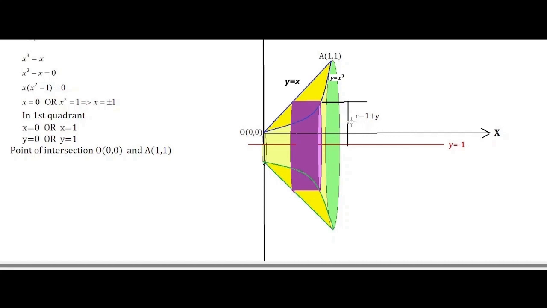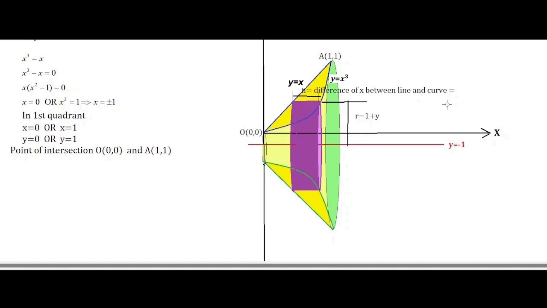Now the height of the cylinder. This portion is the height of the cylinder, and this is actually the distance between the point on the line and on the curve. Actually it is the horizontal distance, and horizontal distance between any two points can be represented by the difference of x between those two points. So you can finally write the height of the cylinder is the difference of x between the line and the curve.